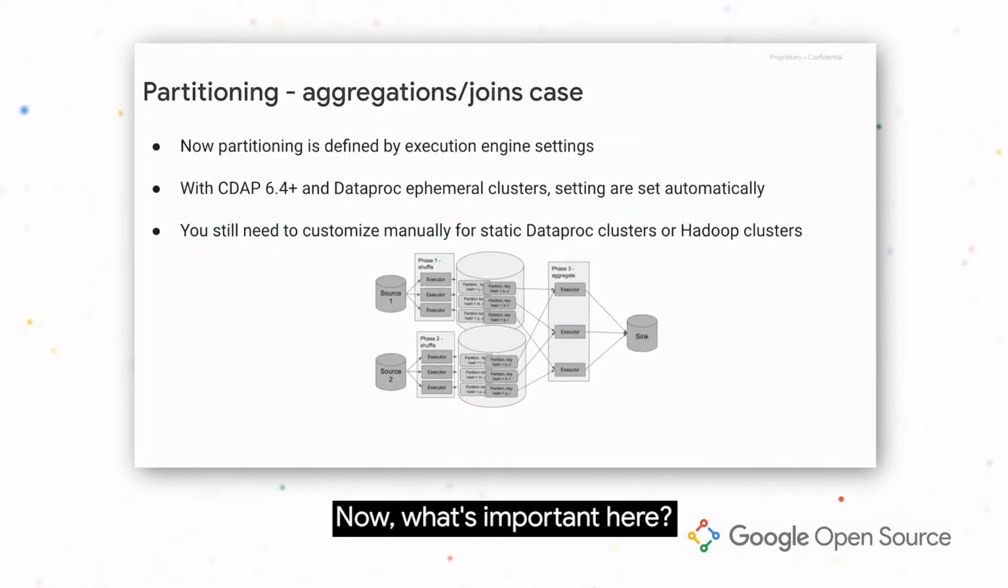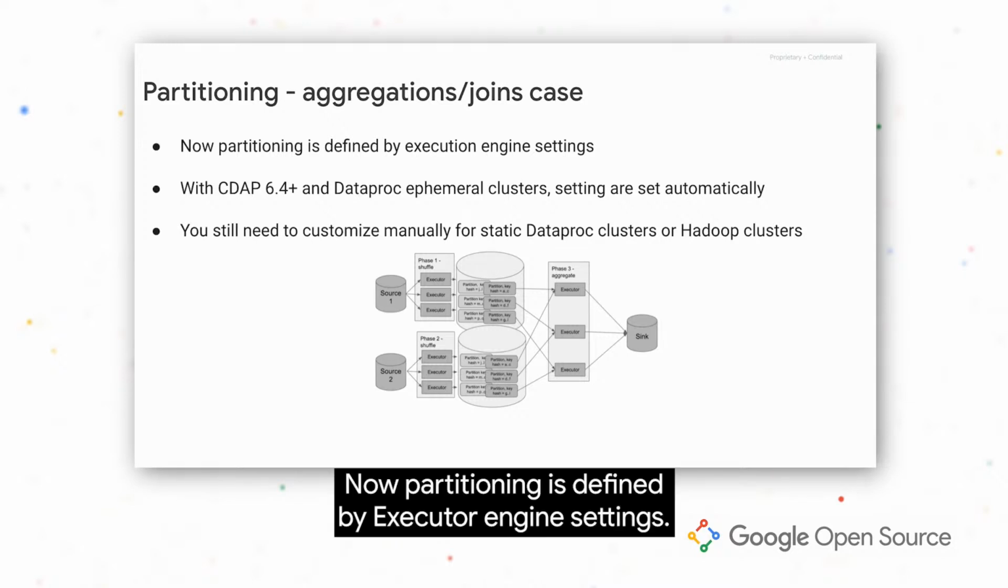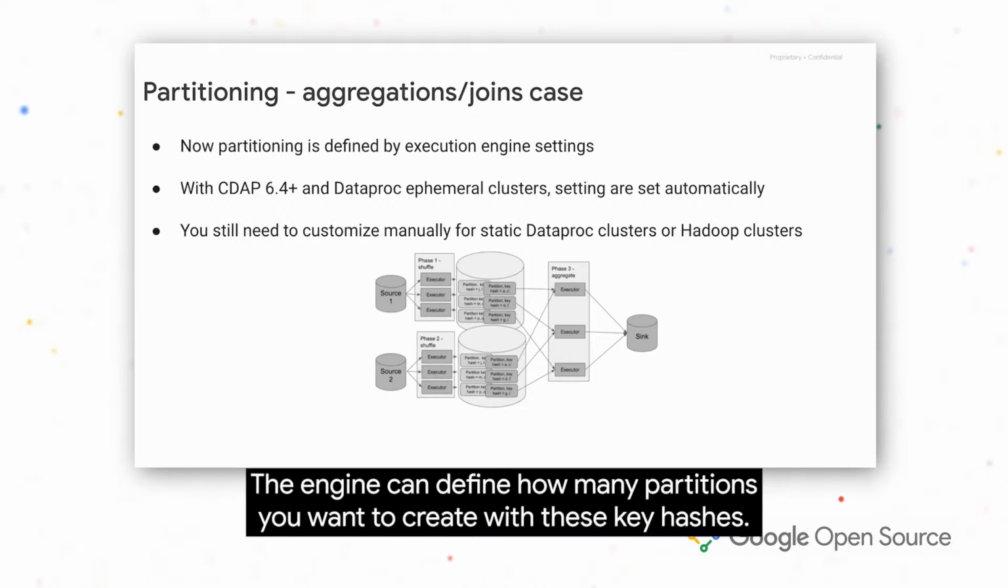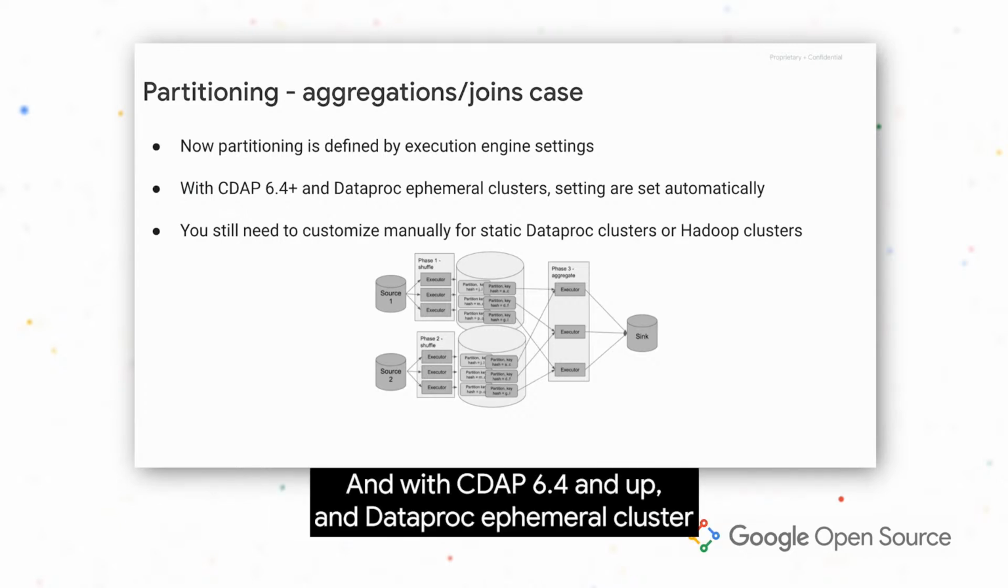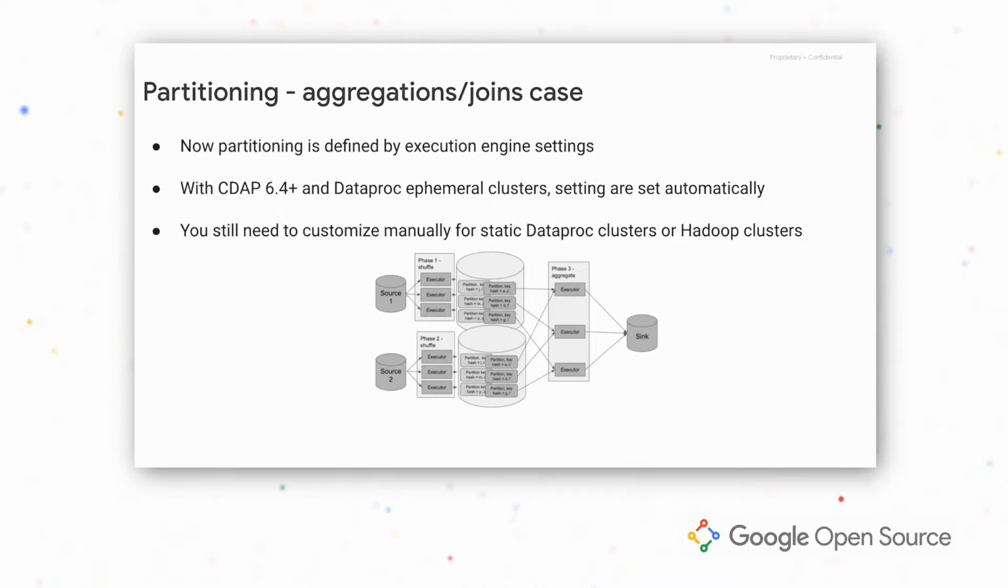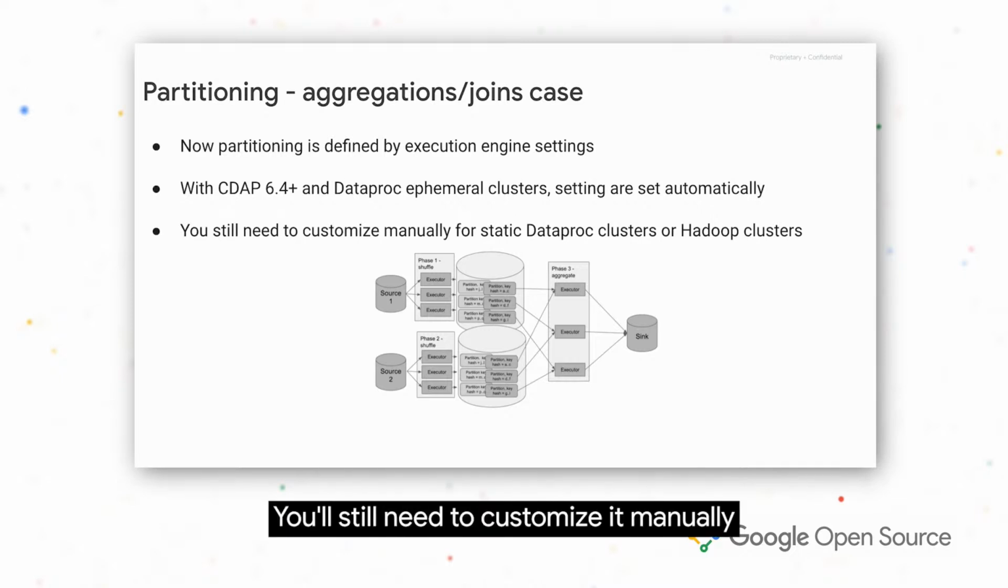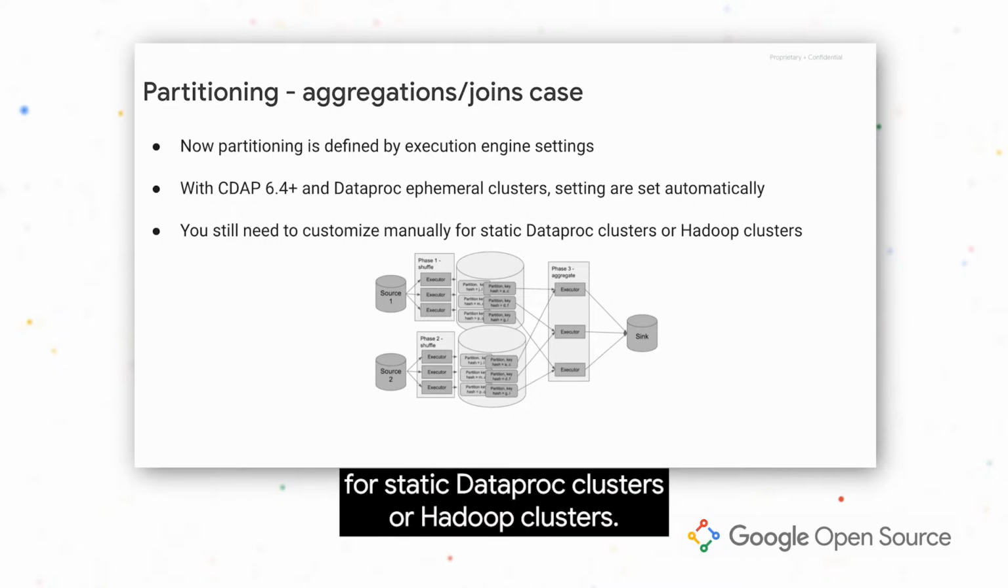Now, what's important here? Partitioning is defined by executor engine settings, so it's not driven by the source. The engine can define how many partitions you want to create with these key hashes. And with CDAP 6.4 and Dataproc ephemeral clusters, we know how many executors you're going to have, so we tell the executor engine how many partitions to create. And you still need to customize it manually for static Dataproc clusters or CDAP clusters.